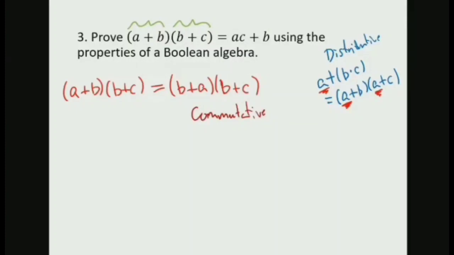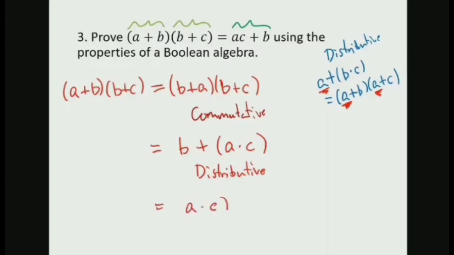Now that we've made the first thing in each parenthesis the same, we can now undistribute so we can get b + (a times c), using our distributive property. Now we almost get what we want, which is ac + b. So all we have to do is use the commutative property to rewrite this as a times c + b. And that gets us the equivalent that we want. It's up to you now, guys.